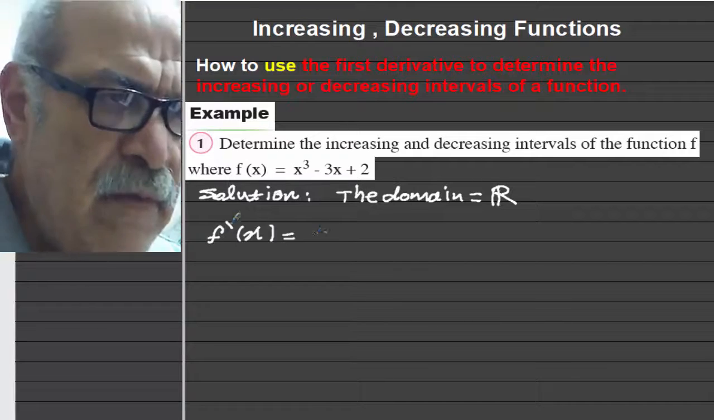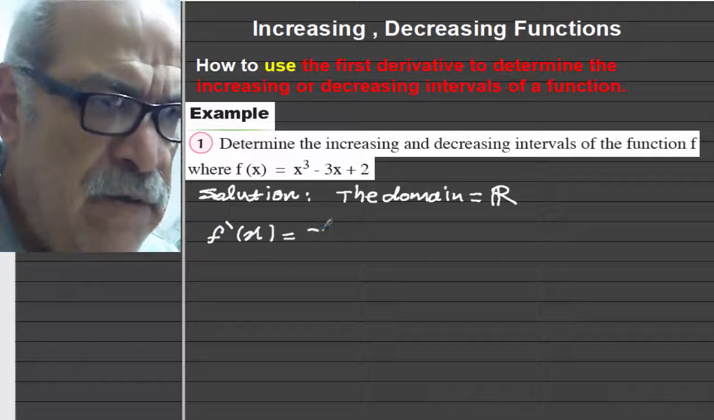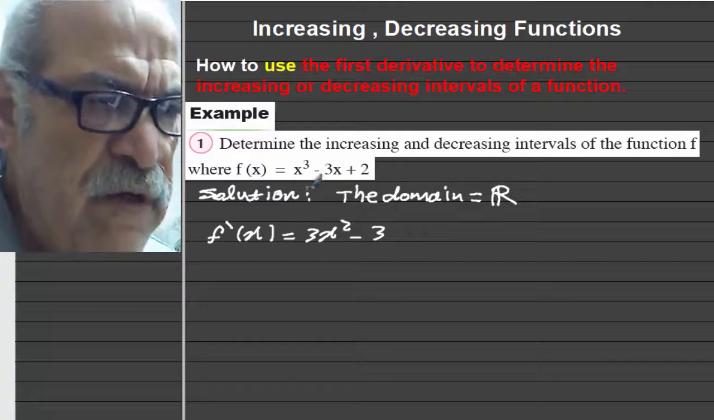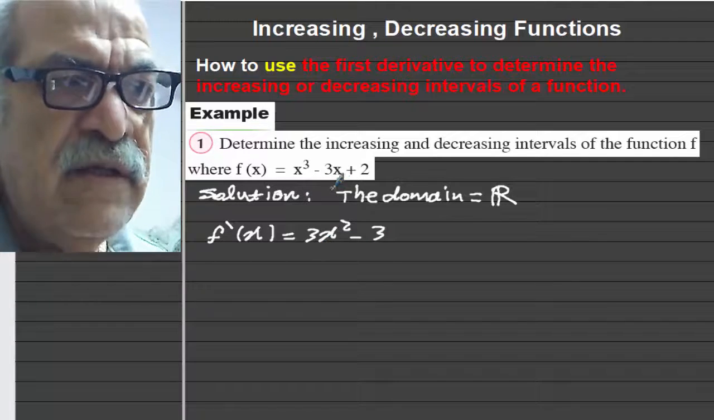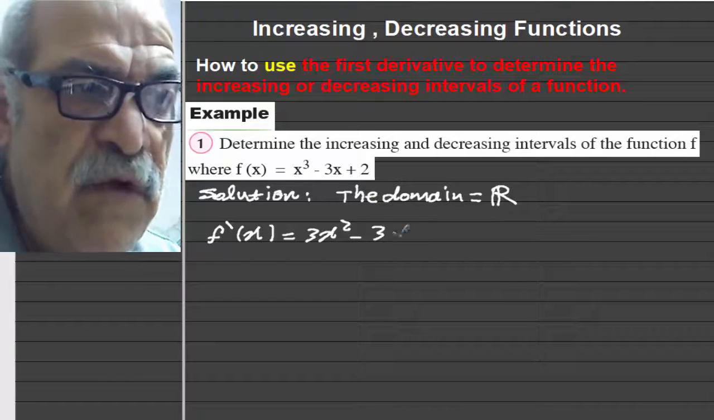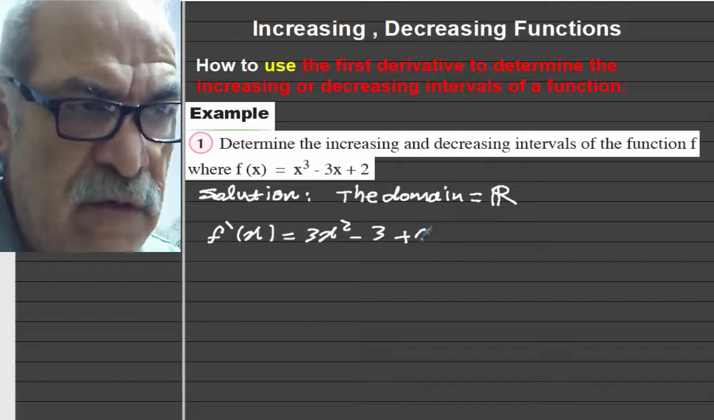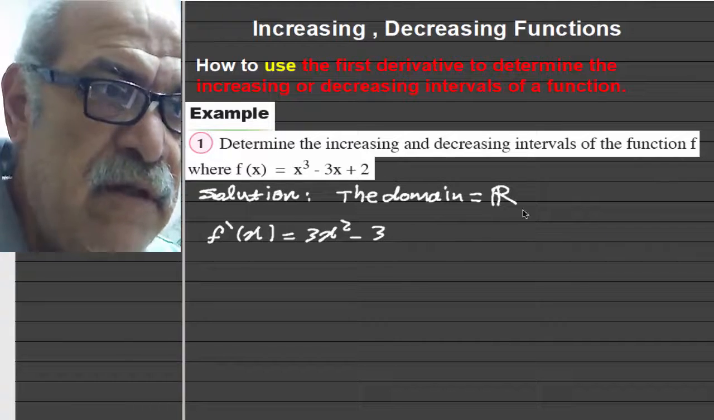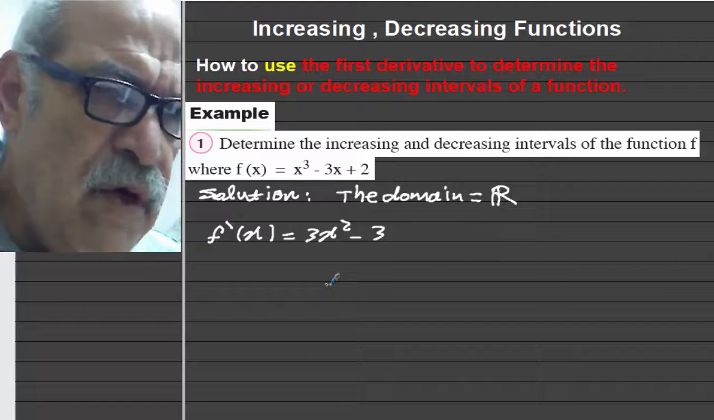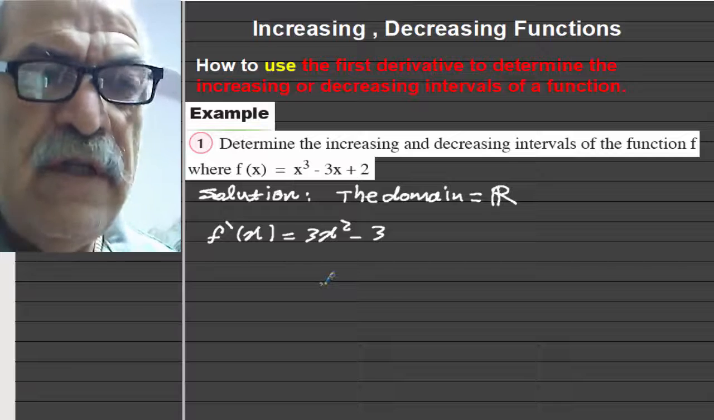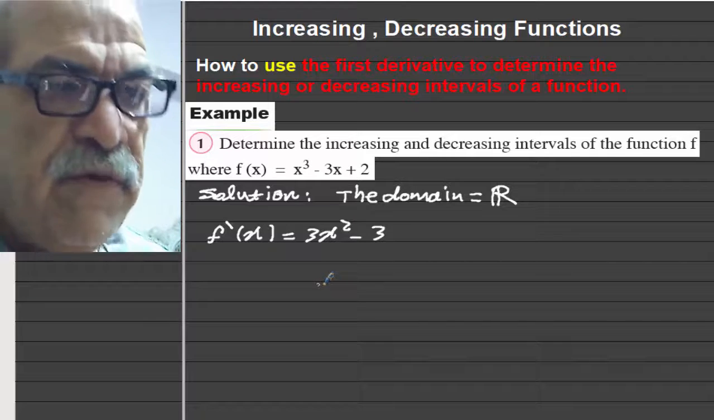So f dash of x equals 3x squared minus 3. The derivative of x power 3 is 3x squared, and the derivative of negative 3x is negative 3. The derivative of 2 equals 0. And we must determine the points at which f dash of x equals 0 or is undefined.